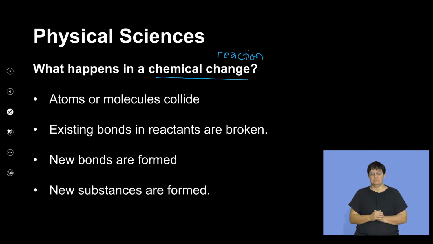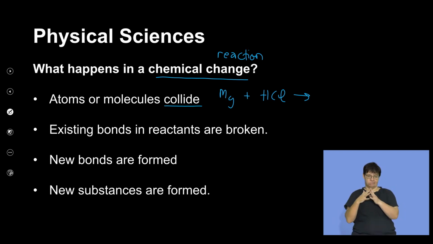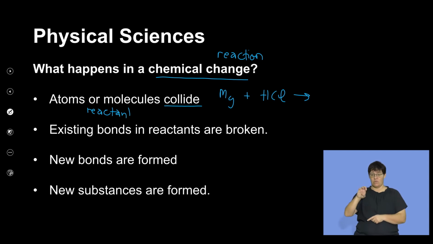Now, we know that atoms or molecules need to collide with each other. Suppose, for argument's sake, we've got a reaction between magnesium plus HCl. For us to get a product, these reacting particles must collide with each other, or come into contact with each other, so that we can form the products. So the atoms or molecules of the reactants need to collide or come into contact with each other. Otherwise, there is no way that we can get the product if these reacting particles or substances do not come into contact with each other.